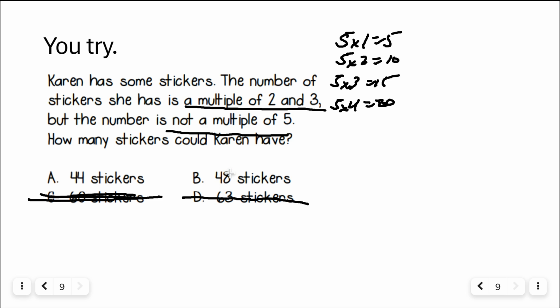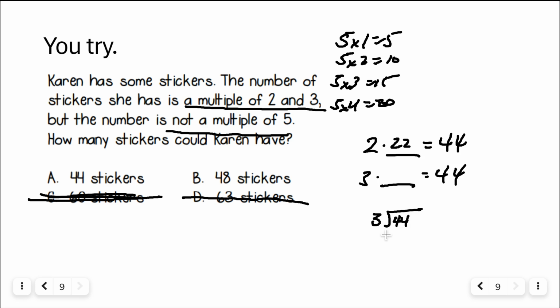Okay? So now you can either multiply or divide it out, one or the other. You'd have to do 2 times something to be 44. Well, 2 times 22 is 44, so it works for 2. 3 times something would have to be 44, or you could do 3 into 44. 3 goes into 4 one whole time. Bring down the 4. 3 goes into 14, but it's not a whole number, so that's no good, right? So that doesn't work. So it's got to be 48 then.